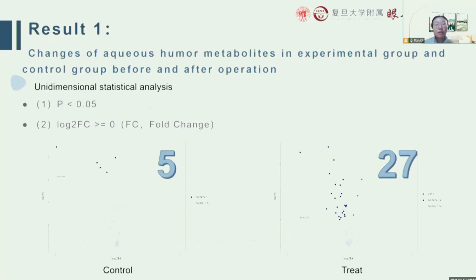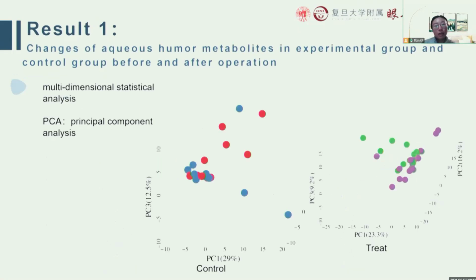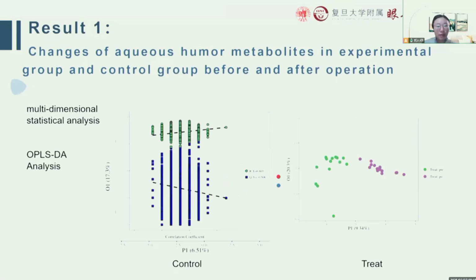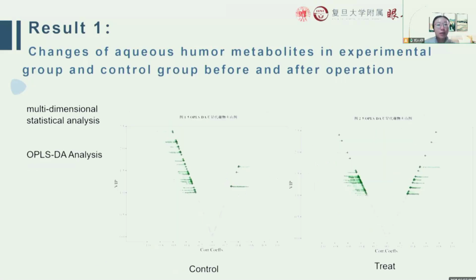This is our preliminary result. We use both unidimensional and multidimensional statistical analysis. This is the PCA result, and this is the OPLS-DA analysis. We can find that there are changes of aqueous humor metabolites in both groups, but the control group remains relatively stable before and after operation.